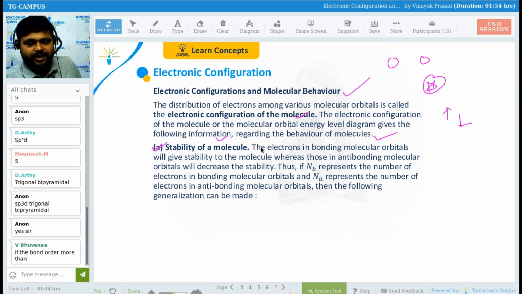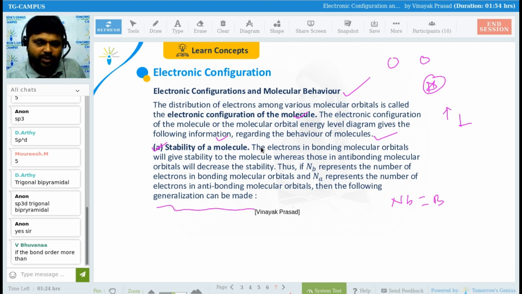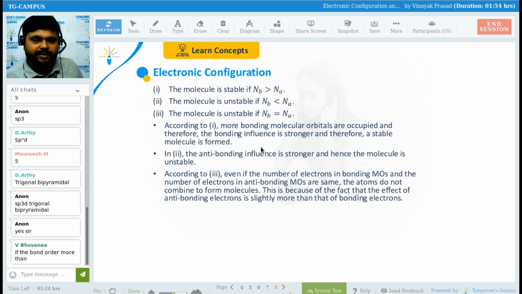If Nb represents the number of electrons in bonding molecular orbitals and Na represents the number of electrons in anti-bonding molecular orbitals, then there can be some generalization. If Nb is greater than Na, the molecule is stable, and the molecule will be more stable if Nb is more.